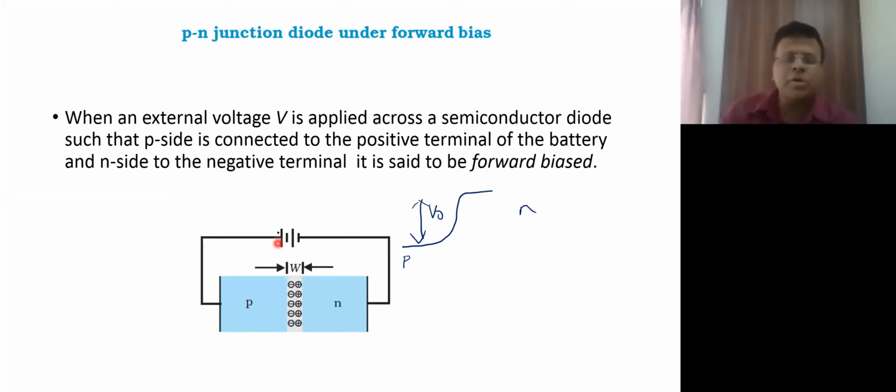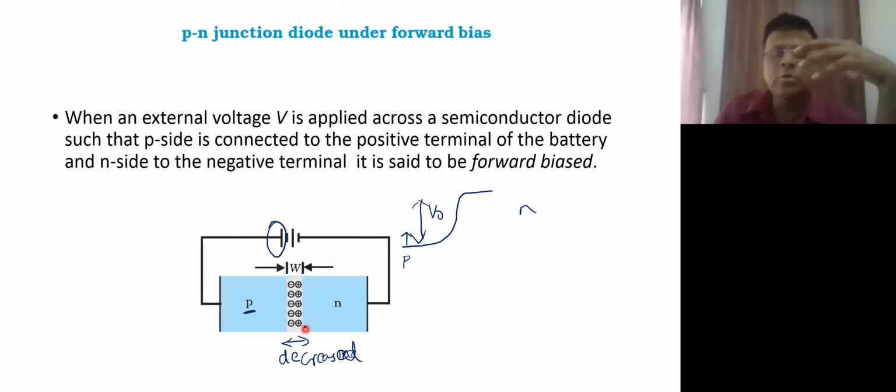So if you are connecting the positive terminal of the battery to the N side, it effectively means that you're raising the potential on this side, because the positive side is connected to the P side. You're effectively raising the barrier potential, or rather decreasing the barrier potential. So when the barrier potential is decreased, it means that the depletion region, what you see here, has decreased in its width effectively.